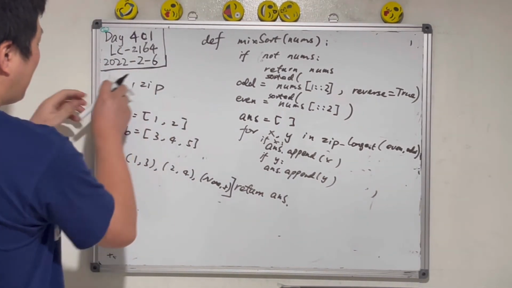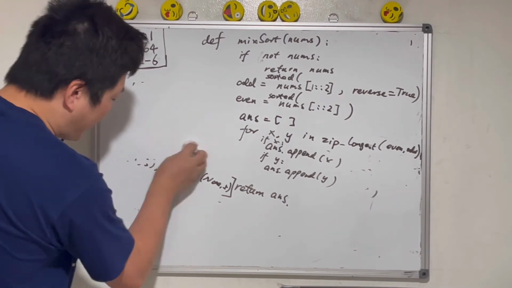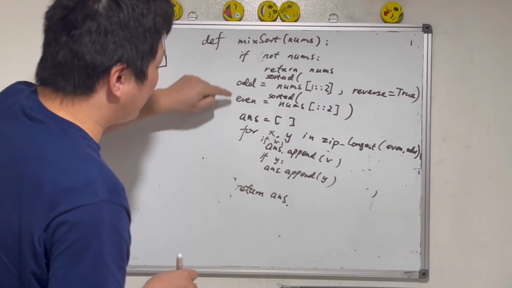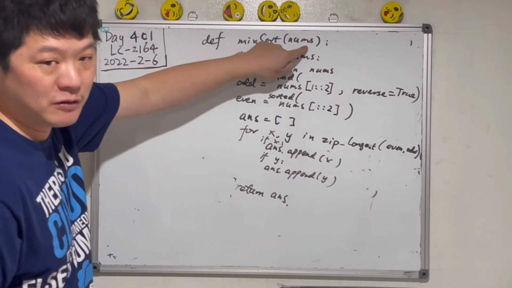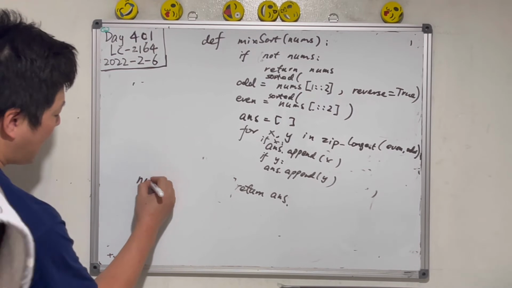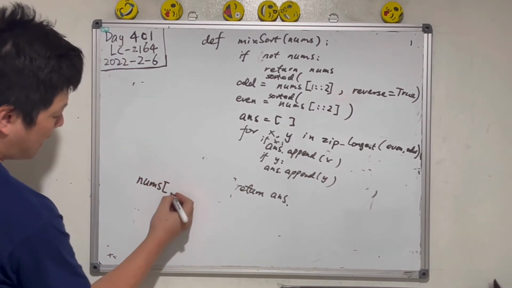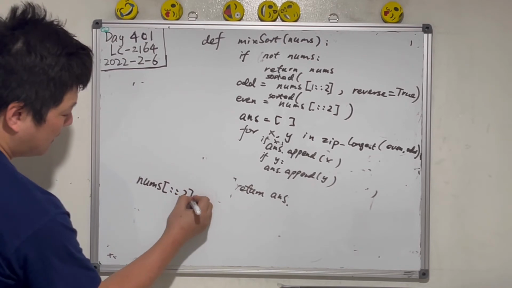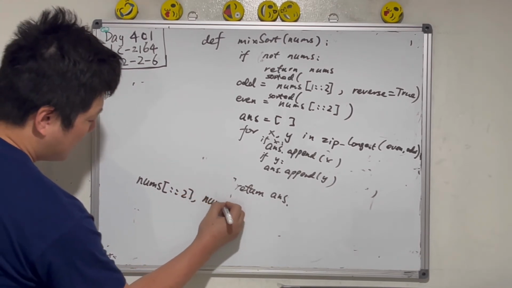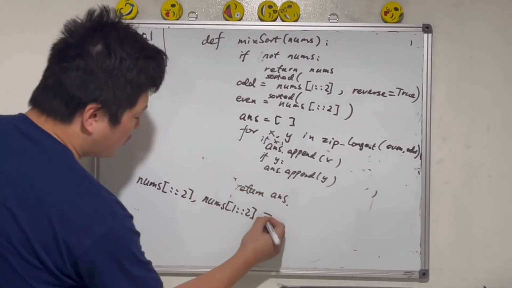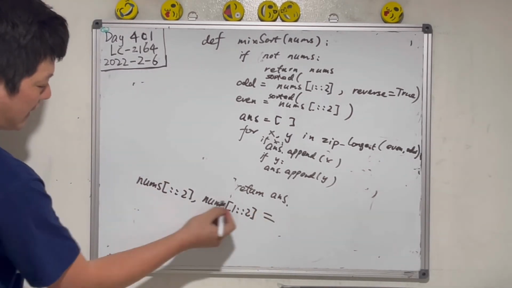Actually, the quicker way to implement this is this. Look, because we already have the odd and even, we can substitute. We can just do this: nums starting with the first one, nums starting with the second one, every other element equals. So this is the tuple assignment.